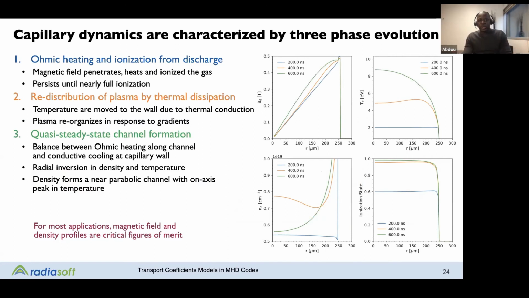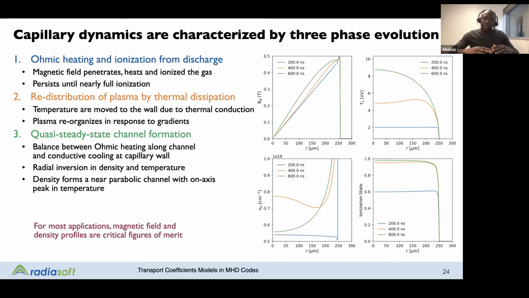I would like to go quickly through the different stages of the dynamics in the capillary. First, the initial phase, the breakdown: by applying this discharge, we ionize. The discharge is applied through the magnetic field. The magnetic field penetrates the plasma, heats it, and ionizes the gas. That phase persists until full ionization. For hydrogen, this step may take 100 nanoseconds or less. For high Z, helium or argon, it may need a higher charge.